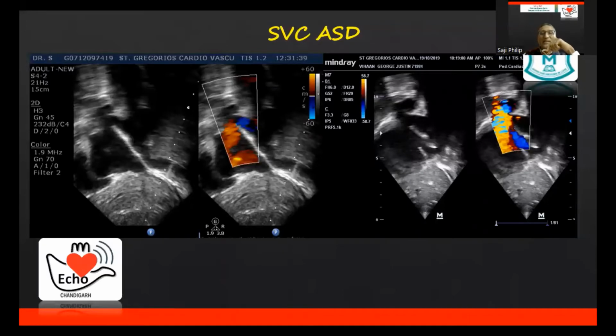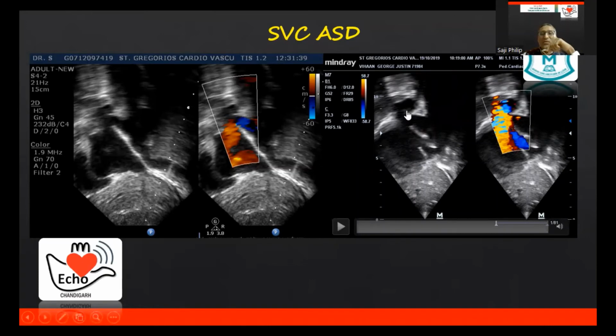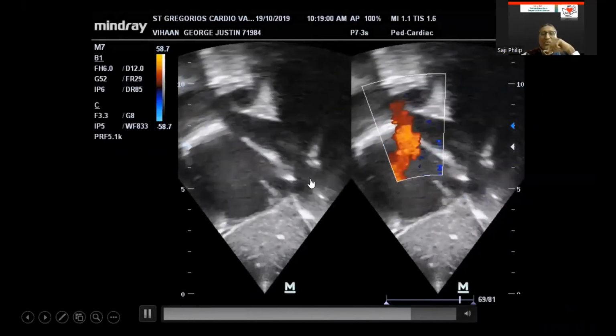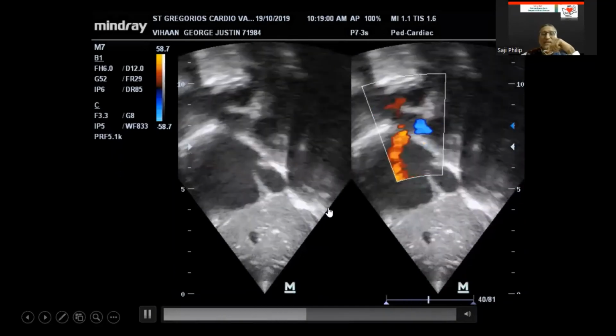This is the example of an SVC ASD. Here you can see the echo dropout very nicely, and the color flow is between this defect. If it fills, then it is an SVC ASD. And the tip, if it is thick and has a chopping-like appearance, then also it is a definite SVC ASD.